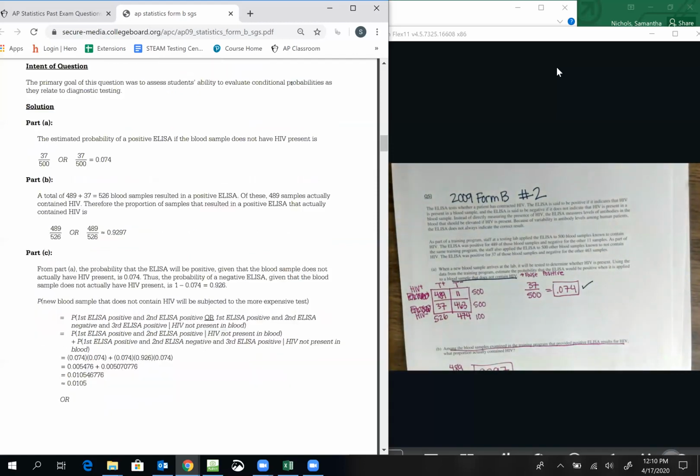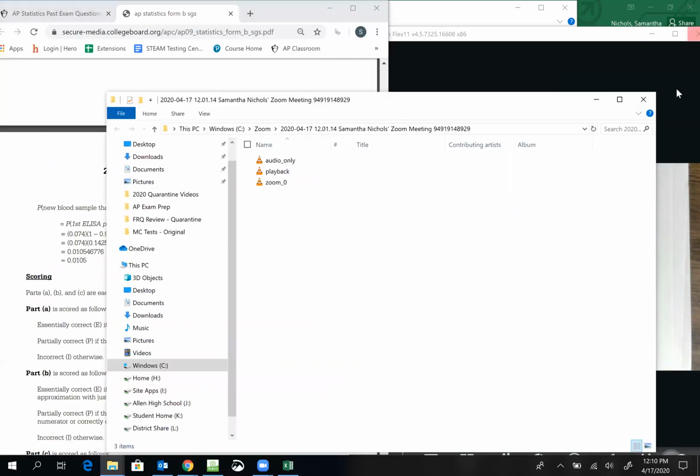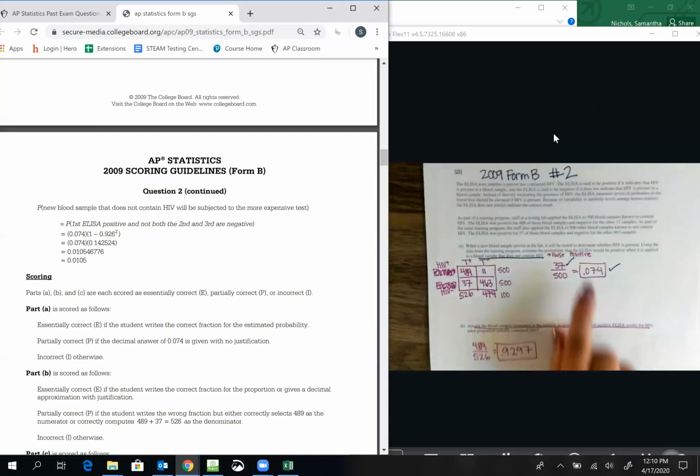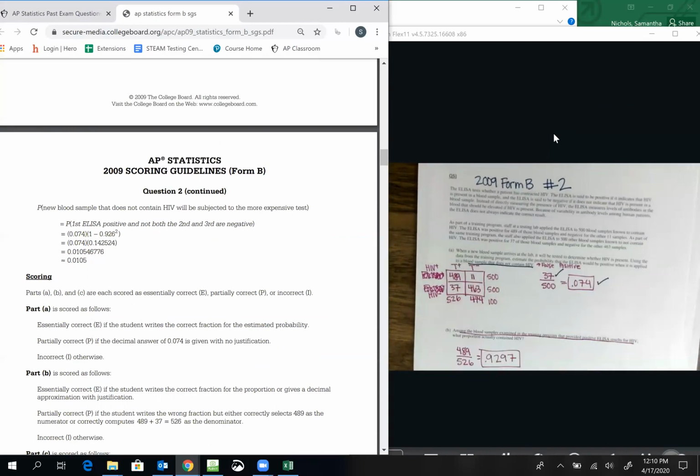So let's check what was required. Essentially correct if the student writes the correct fraction for the estimated probability. So there's my correct fraction. That's considered my work and my answer. So if you left it as 37 over 500, you're good. If you only put 0.074, you would not be good because this part right here is your work.